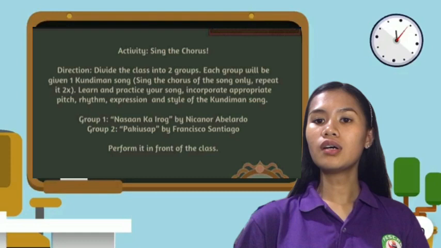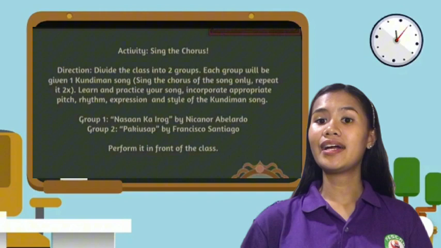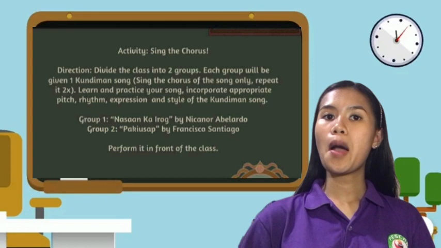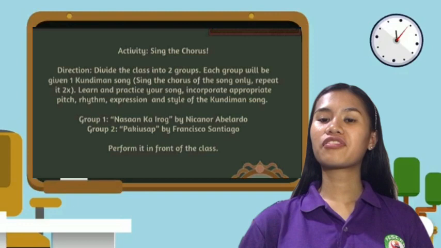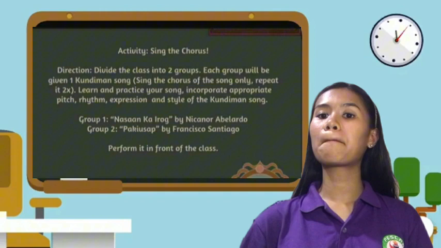So, group 1 will be singing Nasaan Ka Irog by Nicanor Abelardo, and group 2 will be singing Pakiusap by Francisco Santiago. After you practice it, I will give you 10 minutes only. Perform it in front of the class. Did you understand, class?